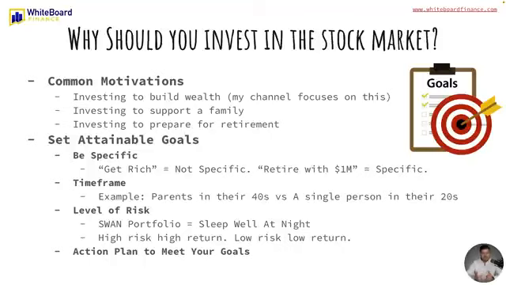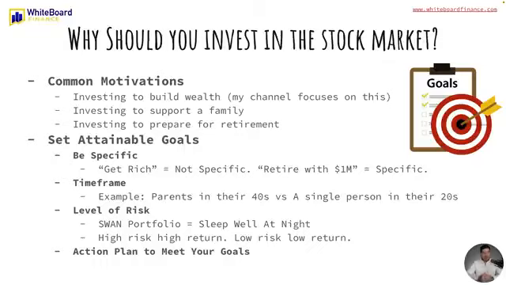So parents in their 40s versus a single person in their 20s, they have much different time frames, okay? So the parents in their 40s may have 2 kids going to college, where a single person in their 20s may have much more time and less responsibility in life in order to be able to invest more if possible.